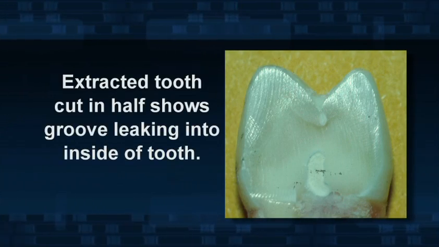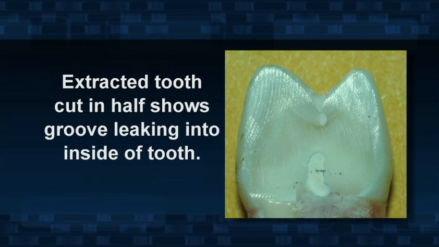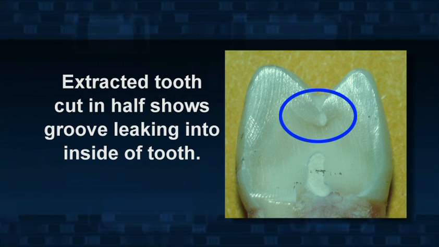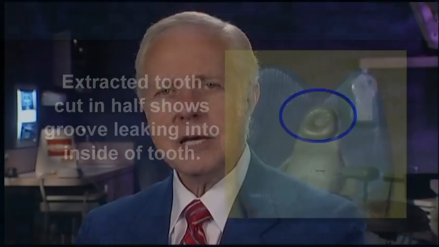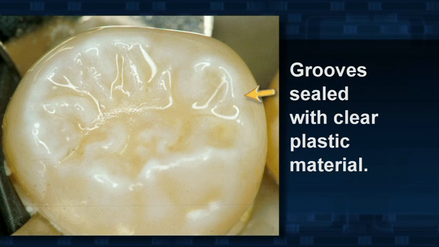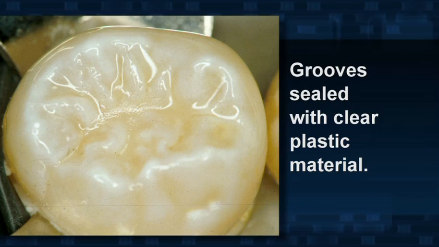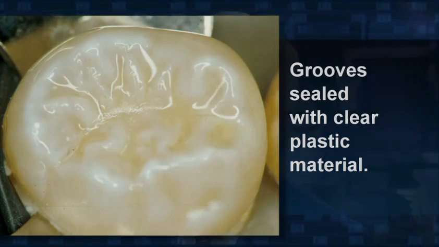The extracted tooth shows leakage and decay, which obtained access through the groove into the inside of the tooth. If the grooves are detected at the right time, which is soon after the tooth erupts into the child's mouth, they may be sealed with plastic material, a sealant, preventing decay from starting. However, the sealants must be placed at the correct time in relation to the eruption of the tooth. If they're not, the decay has already started.